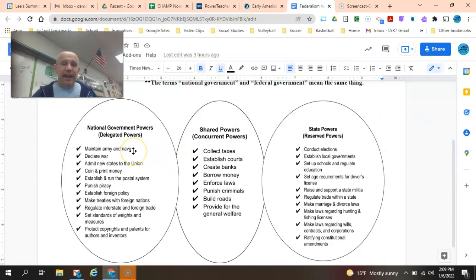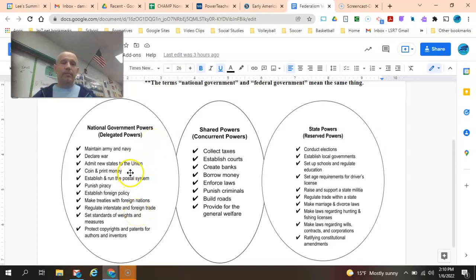On the left side, the national government powers or federal government powers, these are called delegated powers. And these are powers given only to the federal government, okay? These are things like maintaining the Army and Navy, declaring war, coining and printing money, making treaties with other nations. And there's a whole list there. But these are things that the states cannot do, okay?